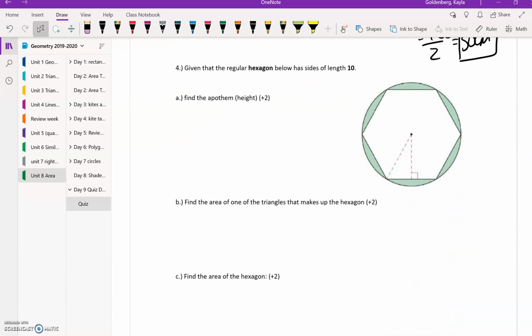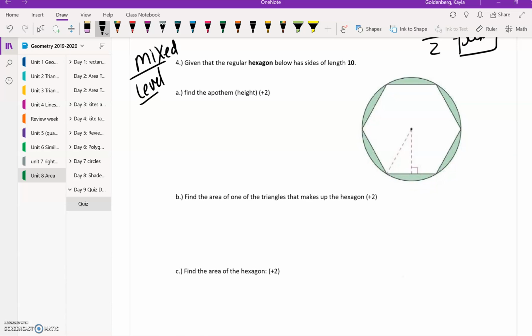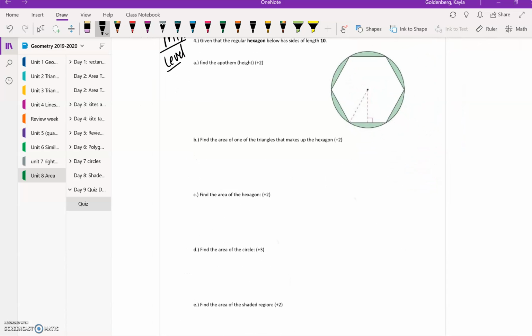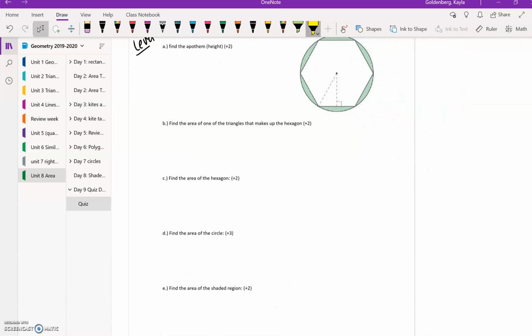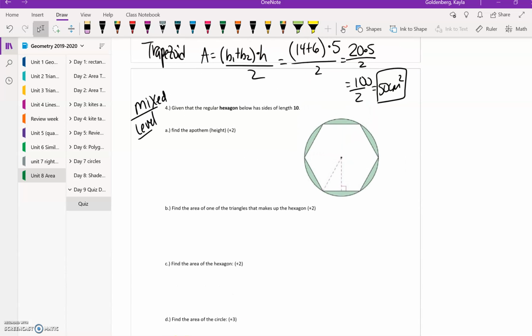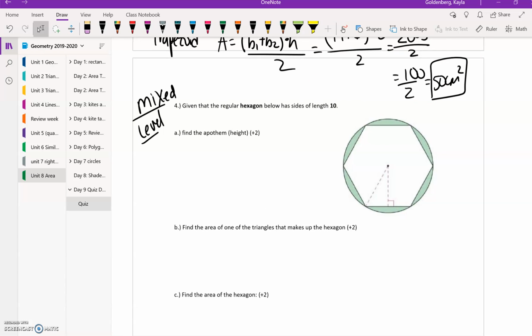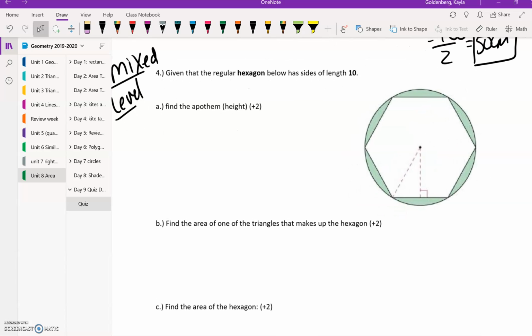This one I would say is more of kind of your mixed level. And this one, what I did was I kind of broke it up into steps. Oftentimes, all the question would ask you to do is kind of the last part, find the area of the shaded region, right? What I did was I kind of broke it up into what steps you'd have to do in order to get that little bit of shaded region.